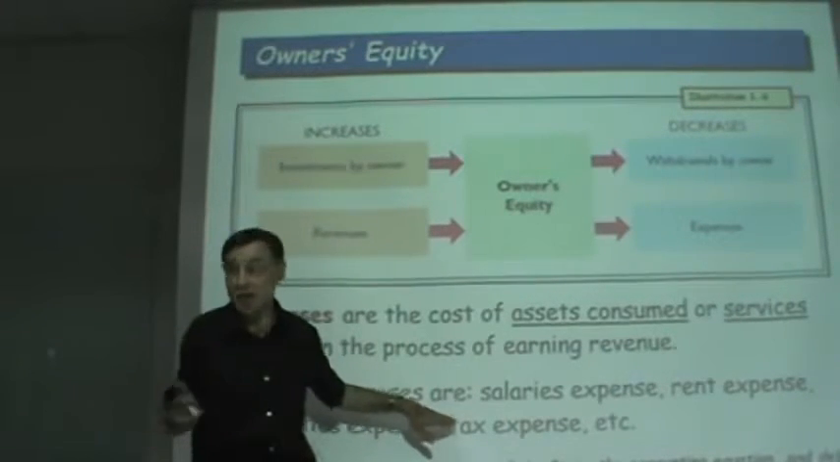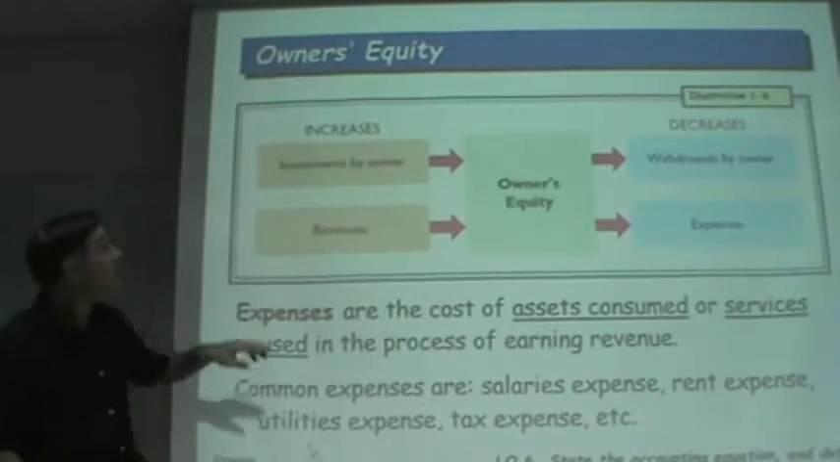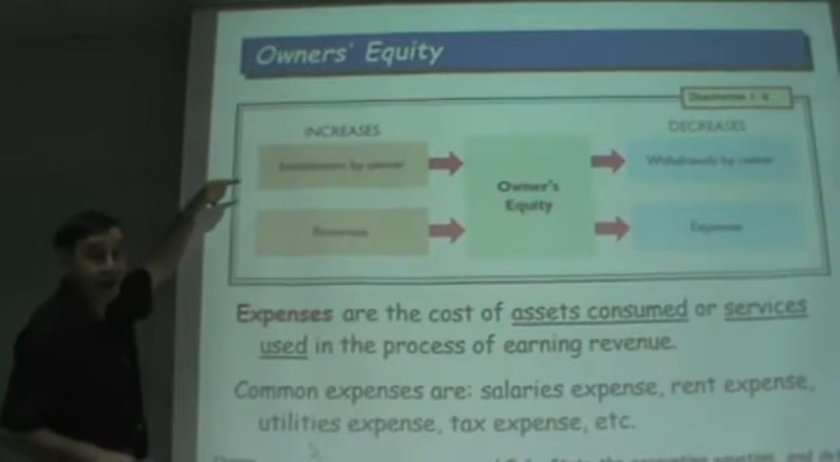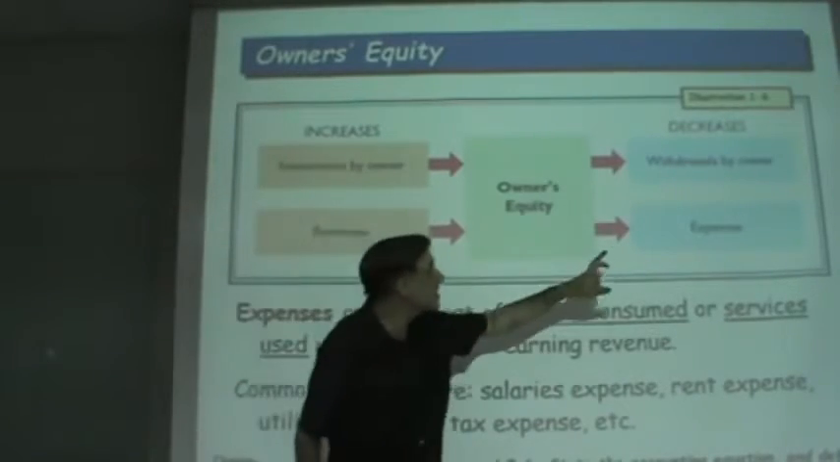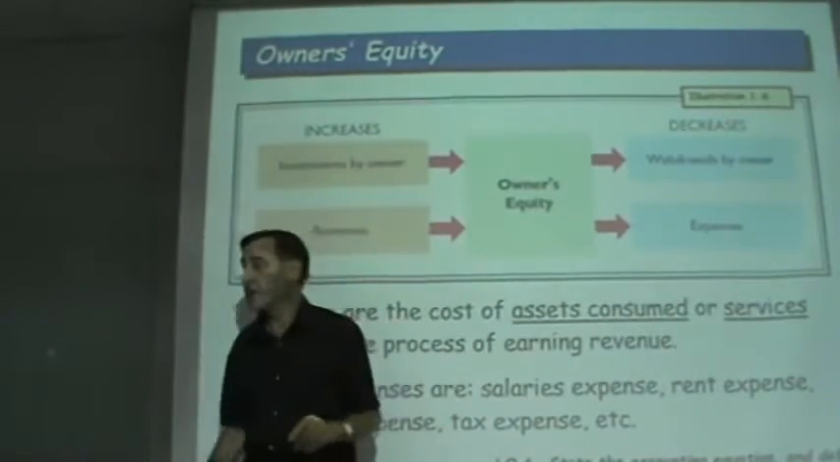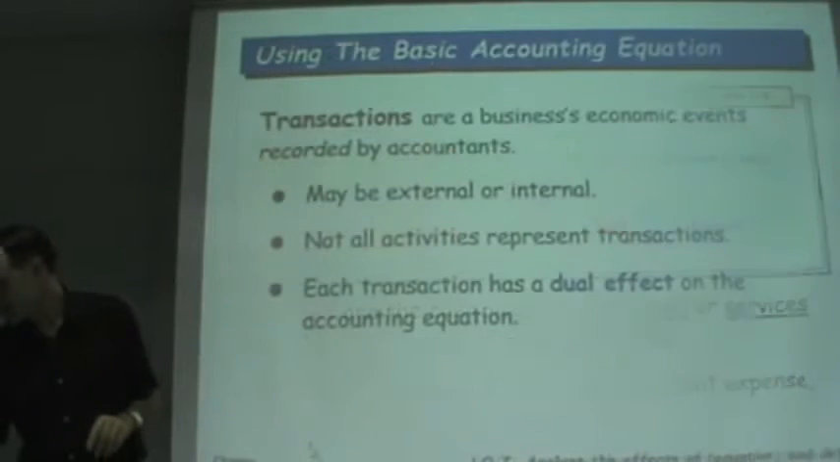It's an expense. So this is owner's equity. Okay? And this piece here, expenses, explains this one here. Let's see what else we got.